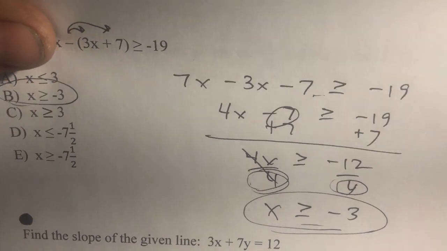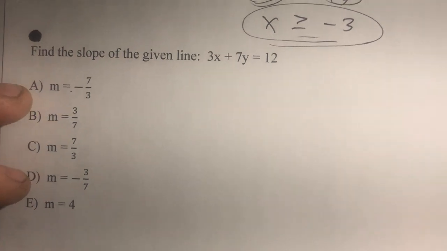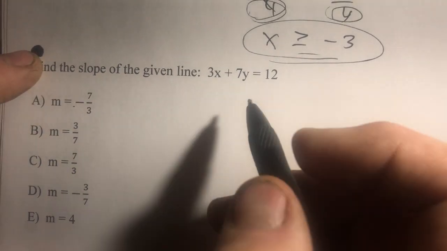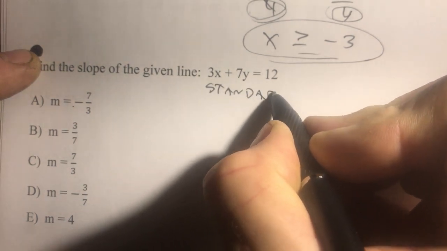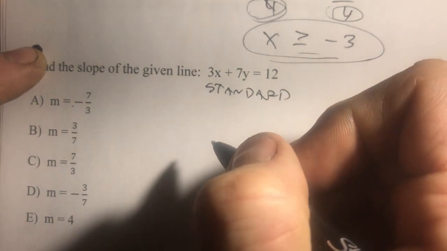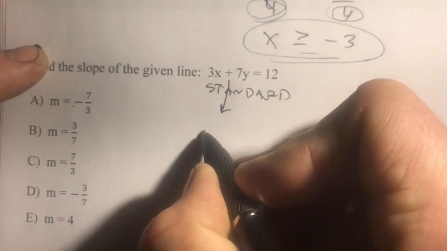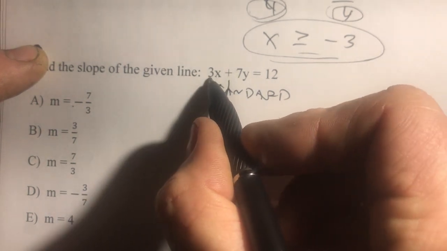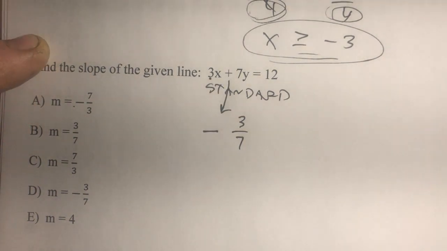All right, now on this one, find the slope. This is standard form. When you have an equation in standard form, here's how you find the slope. It's the opposite of this, which means it's going to be negative, and it's this coefficient over that coefficient, 3 over 7. So it should be negative 3 over 7 right there. That's the slope.